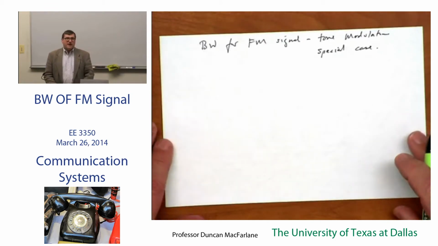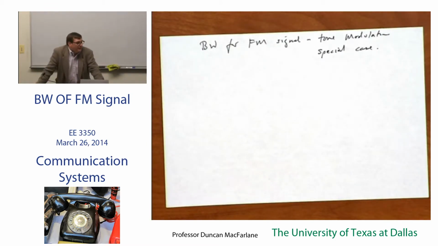Let's ask the question again and say, what is my bandwidth for my FM signal? But now what I want to do is I don't want an m of t with a Fourier transform of capital M of omega. What I want is just a single frequency, a test signal, if you will. Just a single tone test signal for that.